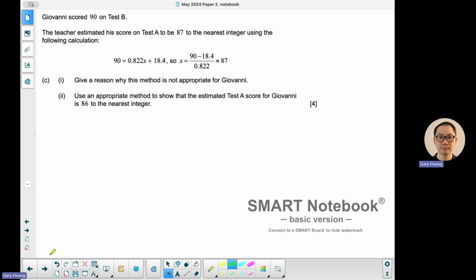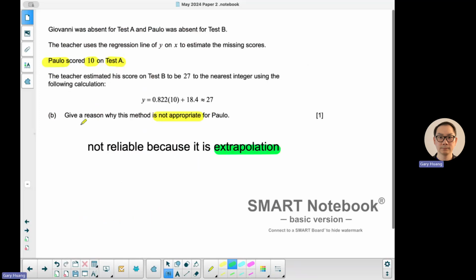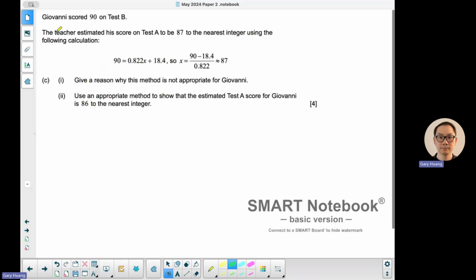Continue on. Giovanni scored a 90 on test B. And you say, okay, well, is 90 within the range? Yes, it is. The teacher estimates his score on test A is going to be 87 using the formula. Give a reason why this method is not appropriate.